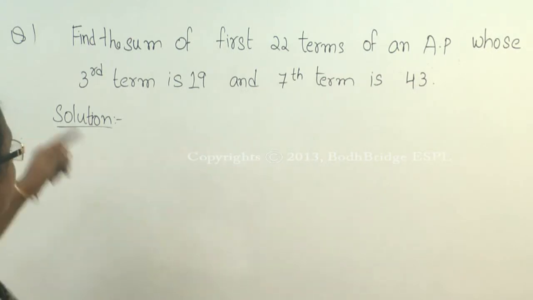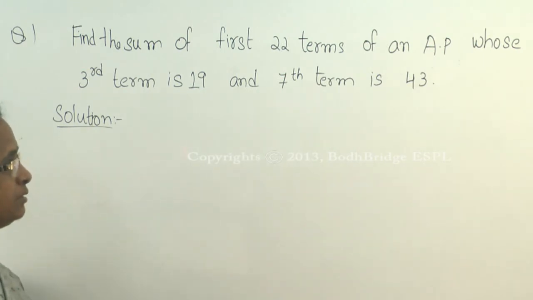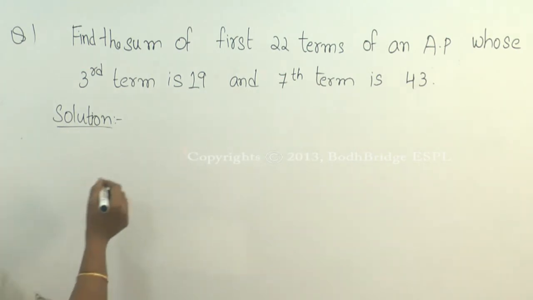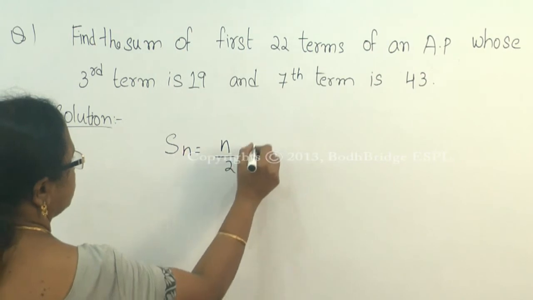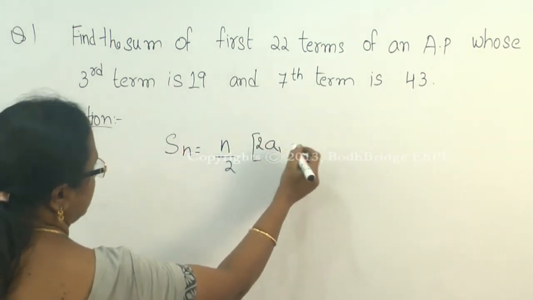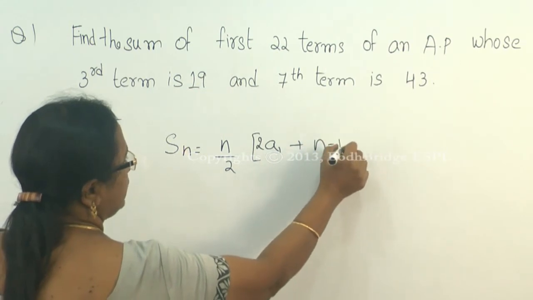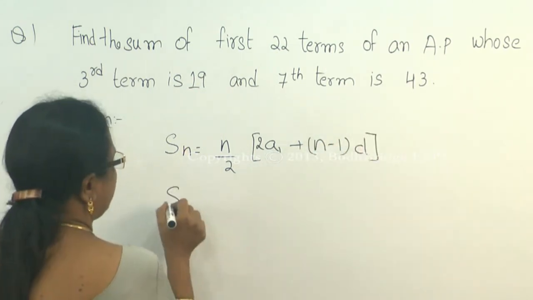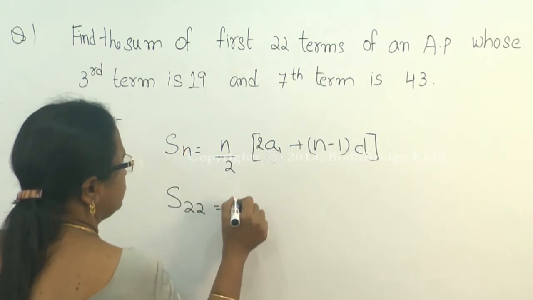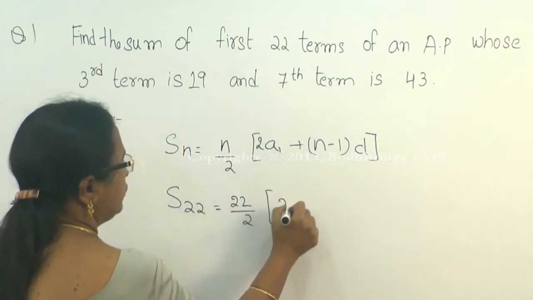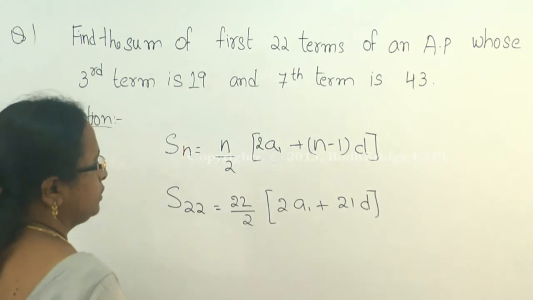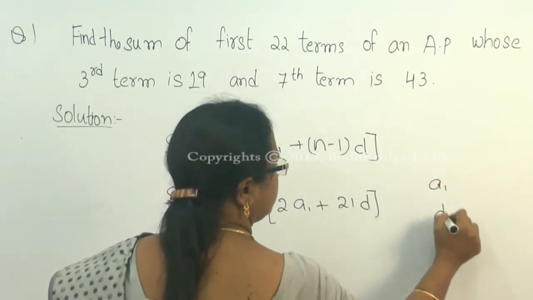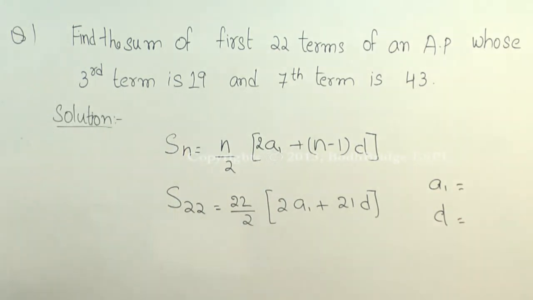Our next problem is: find the sum of the first 22 terms of an AP whose third term is 19 and seventh term is 43. So here the sum of 22 terms has to be found out, where Sn equals n by 2 [2a1 plus (n minus 1)d]. So for the 22nd term, S22 equals 22 by 2, 2a1 plus 21d. The two things which are not known are a1 and d. These are the two terms you have to find out.